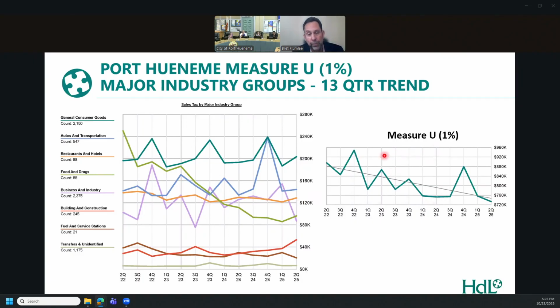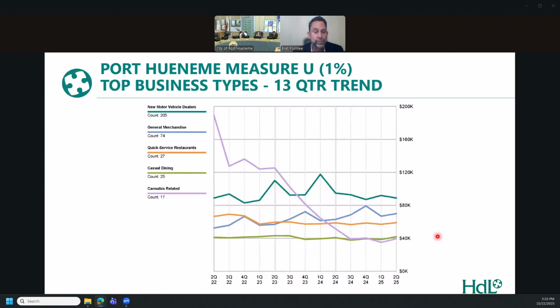Over here, measure U, you can see the downward trend from second quarter 22 to now over the 13 quarter period. And most of that is attributable to the decline in food and drugs, and the decline specifically coming from cannabis related businesses. This is another way of looking at it. These are really the top 5 business types within measure U and the 13 quarter trend. And we can see that now the purple line coming down, and that's specifically cannabis related businesses.